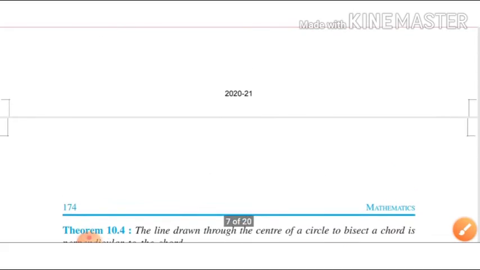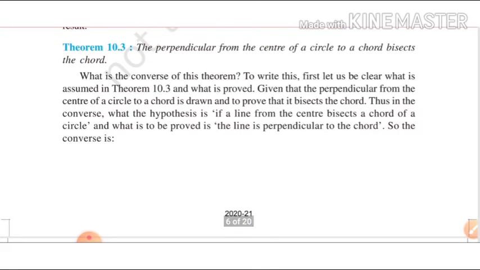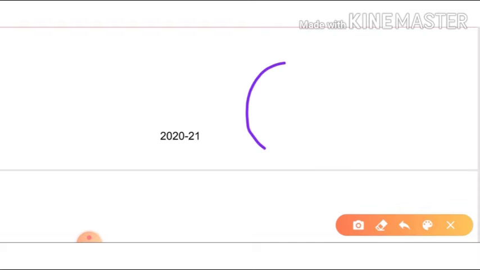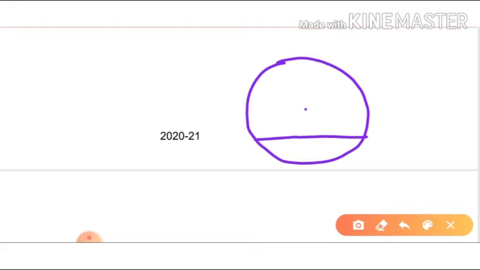The proof of the theorem is not required here. And if you need to prove the theorem, you can prove it like this. Draw the circle. This is the center of the circle, this is the chord. Draw the perpendicular. AB is the chord, this is the perpendicular, and you have to join these two.